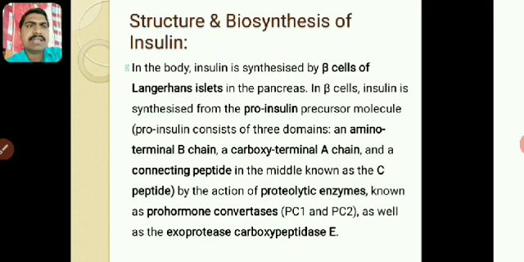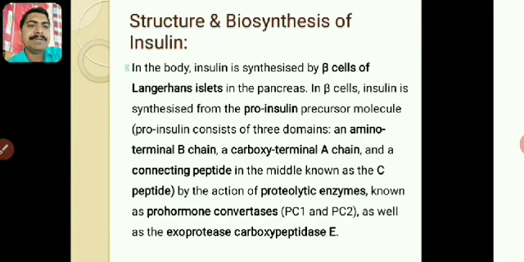Here we will discuss the structure and biosynthesis of insulin. In the body, insulin is synthesized from beta cells of the islets of Langerhans in the pancreas. In the beta cell, insulin is synthesized from proinsulin, a precursor molecule. Proinsulin consists of three domains: an amino terminal B chain, a carboxy terminal A chain, and a connecting peptide. This means chain A and chain B of the insulin molecule are connected by a connecting peptide in the middle, known as C-peptide.